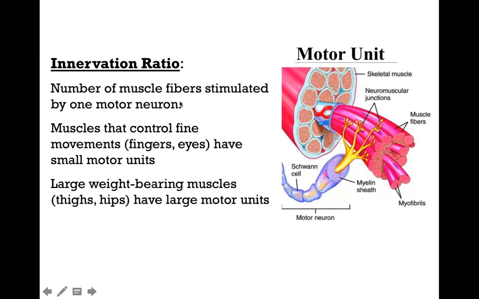The innervation ratio is the number of muscle fibers that are stimulated by one motor neuron. Muscles that control fine movements, like your fingers and your eyes, will have small motor units, but larger weight-bearing muscles, like your hips and thighs, will have larger motor units. Here's a different cartoon illustrating a whole muscle, a bundle of single muscle fibers, and the motor neuron that's innervating certain fibers. The connection between the motor neuron and the muscle fibers is referred to as the neuromuscular junction.